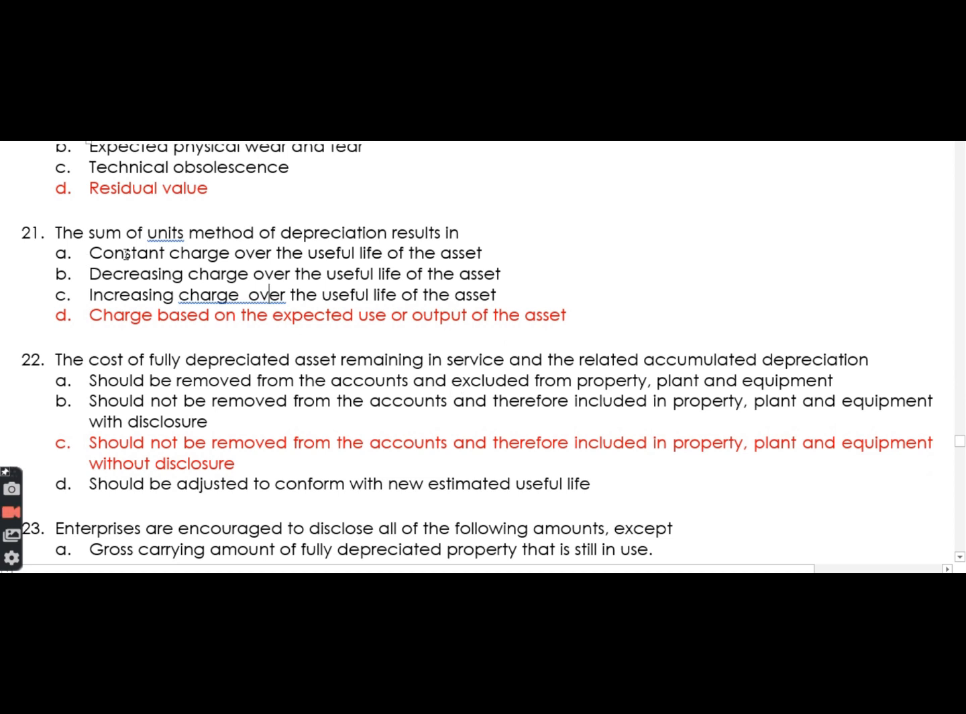21, the sum of units method. Hindi sum of the years digits, ha? Sum of units method of depreciation results in a change based on the expected use of the asset. So letter D. Okay? Hindi kasi sum of the year's digits, sum of units.